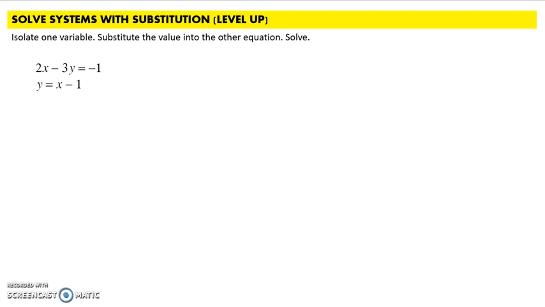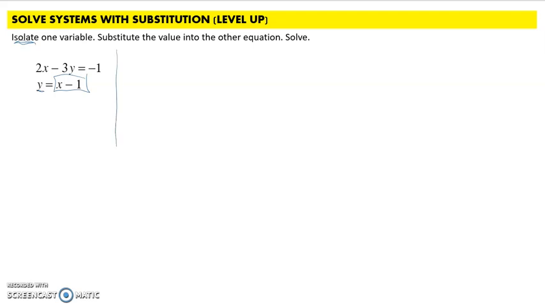Okay, so first thing that we're looking for is, can we isolate? Is one of our variables already isolated on one side and everything else is on the other side? So I have 2x minus 3y equals -1. Nope, all my variables are on the same side. Then y equals x minus 1. Ooh, this tells me y equals x minus 1. Okay, so it's not a number, but I still know what y equals in terms of x, so I can use that to help me.